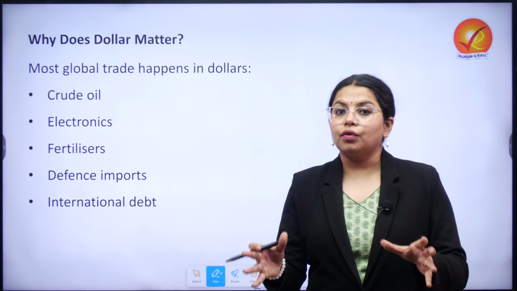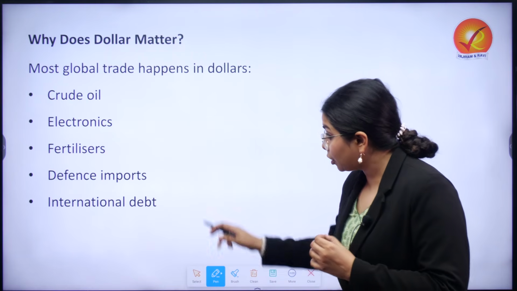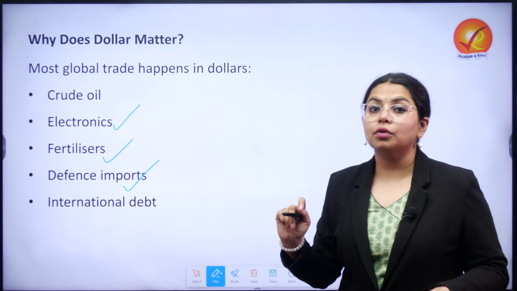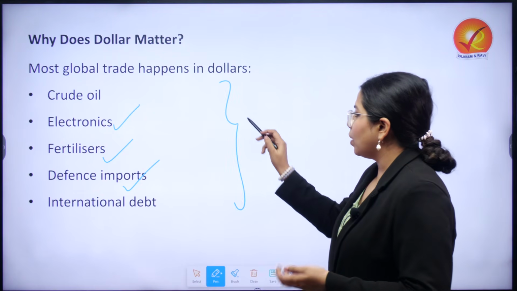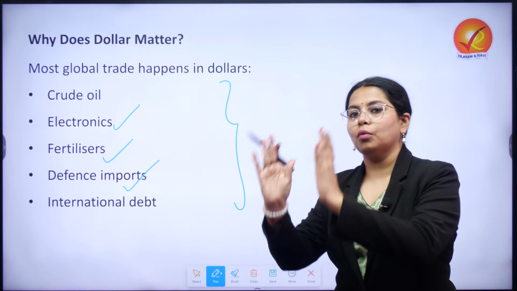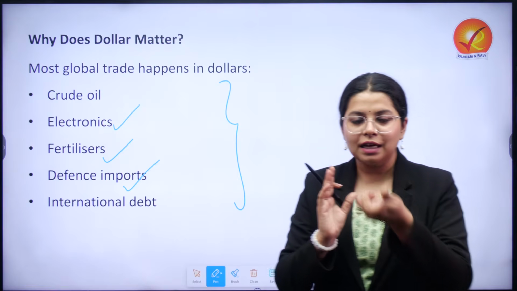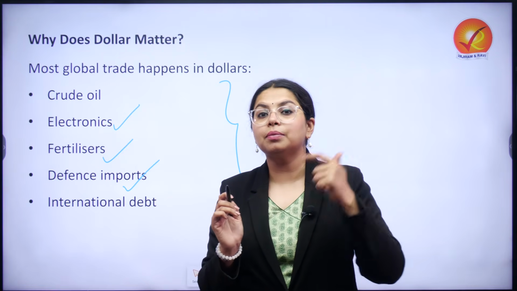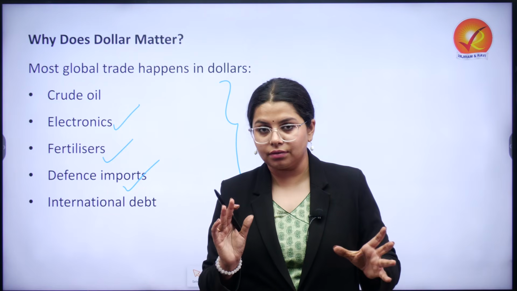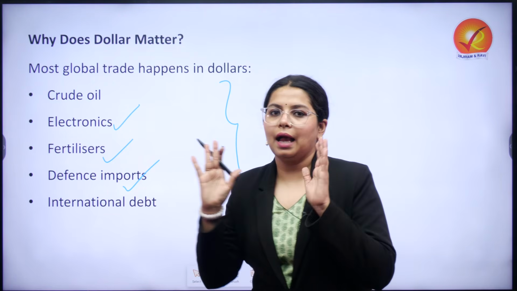We need a lot of dollars to buy crude oil, electronics, fertilizers, defense imports, and so much more. So whatever we are going to buy, we have to pay more and more for it. This is the situation which makes the rupee's depreciation a big problem for the economy, as things will get very, very expensive. Now comes the question: why exactly is this happening?